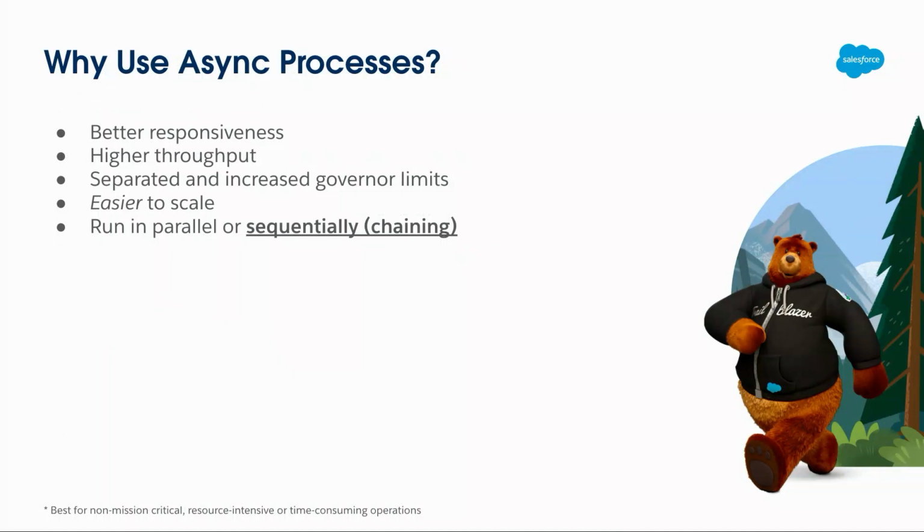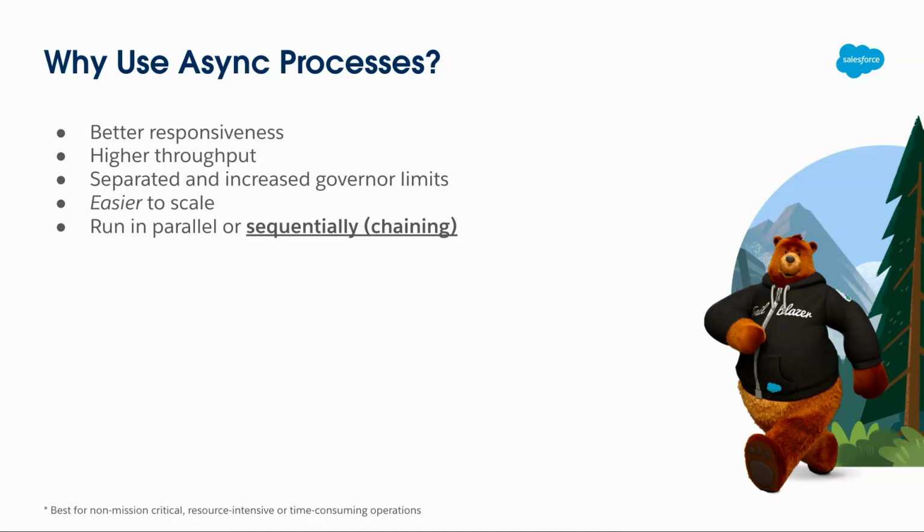So why should we use async processes? For example, better responsiveness. The users feel that the system is behaving more rapidly because most of the processing is happening at a later time in a background process. Therefore, there's more room for the main transaction, and therefore higher throughput. And since we're in a multi-tenant environment, we cannot scale horizontally indefinitely. We have a separate set of governor limits that are also increased for async, which is quite good.